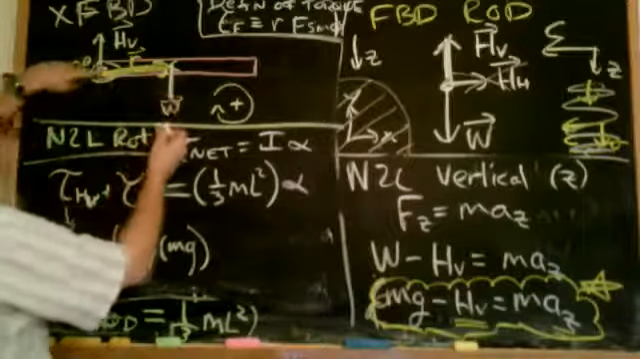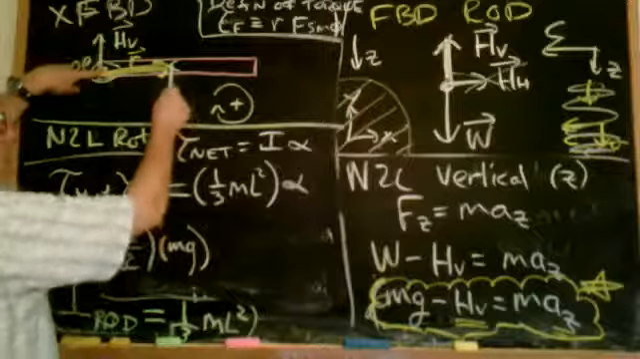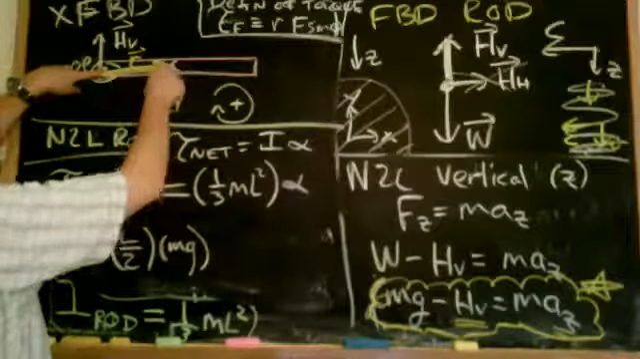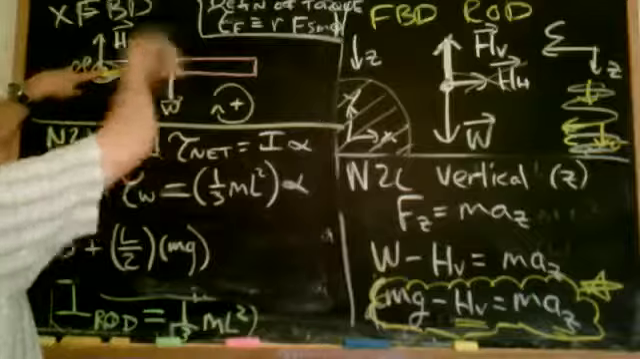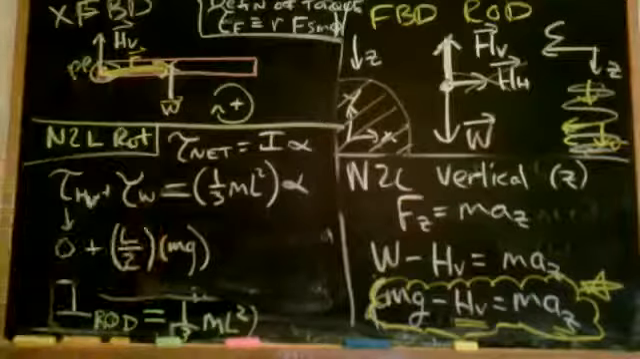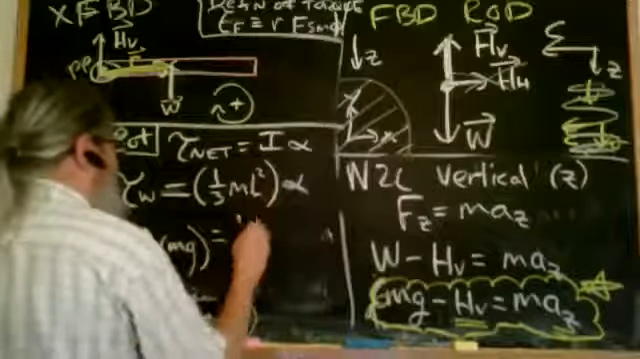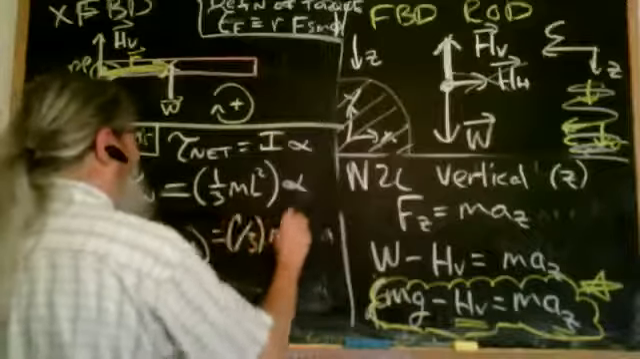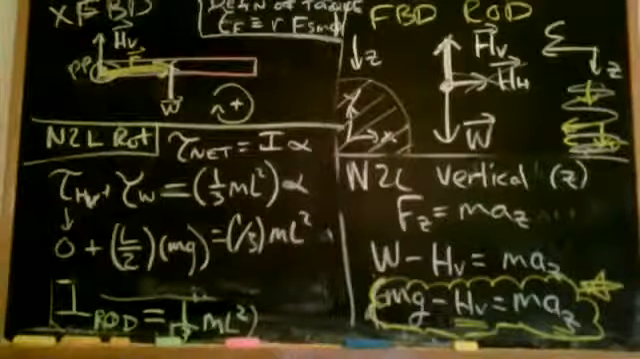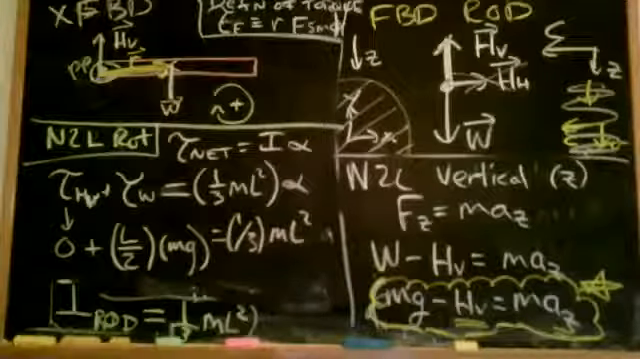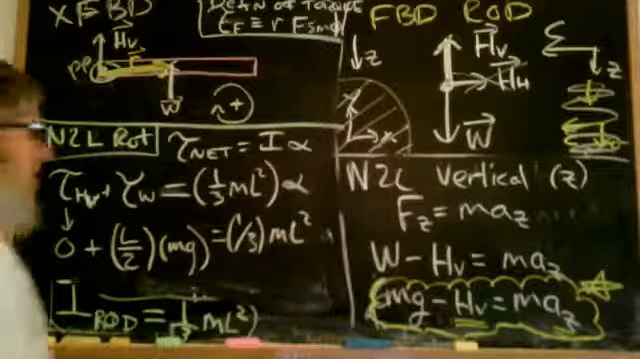Remember, the way to figure out whether the torque is positive or negative is just ask, in the absence of all other forces, which way will that force cause the object to twist? And that is equal to 1/3 ml squared times alpha.